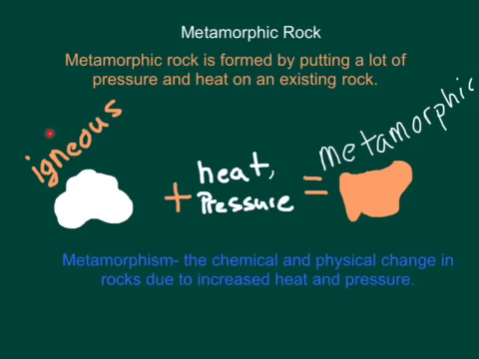That change is called metamorphism, down here in the blue. Metamorphism is the chemical and physical change in rocks due to the increased heat and pressure. So when we take a rock, we add a lot of heat, we add a lot of pressure, it changes down into its chemical form. The atoms actually change, the molecules inside them change. So that's our third and final rock type. Next, we're actually going to start talking a little bit about the rock cycle.